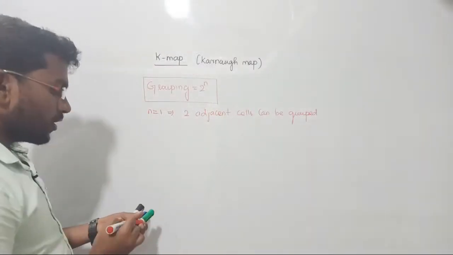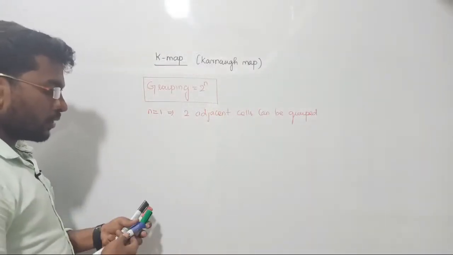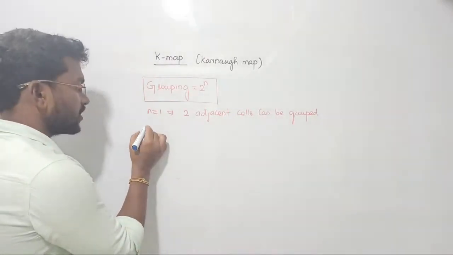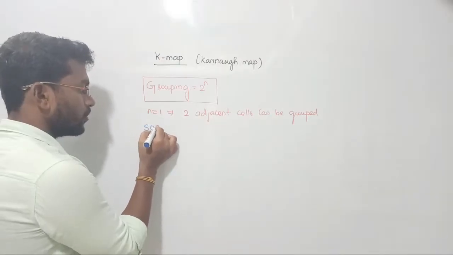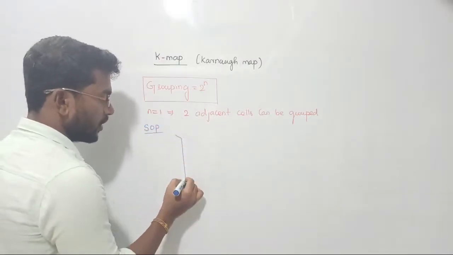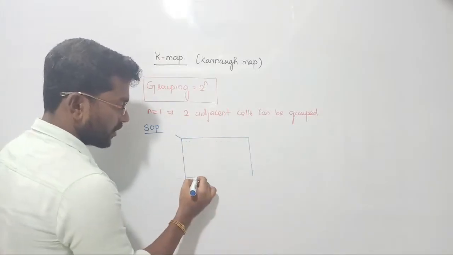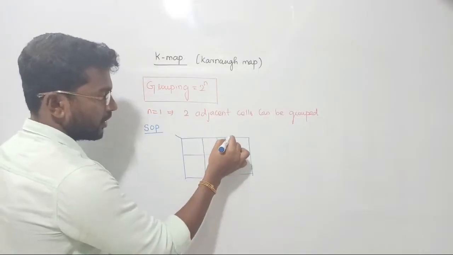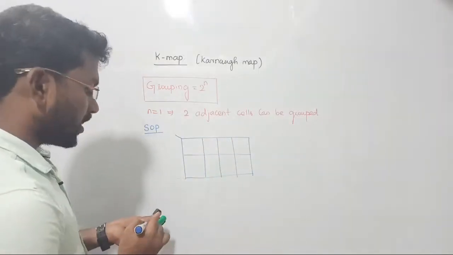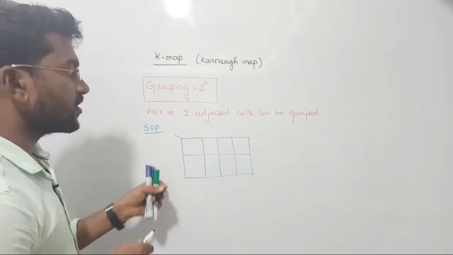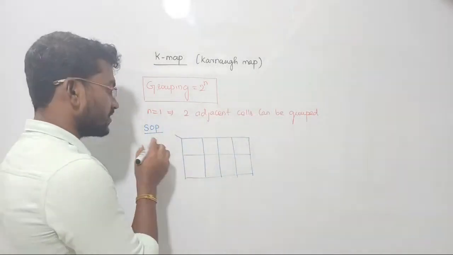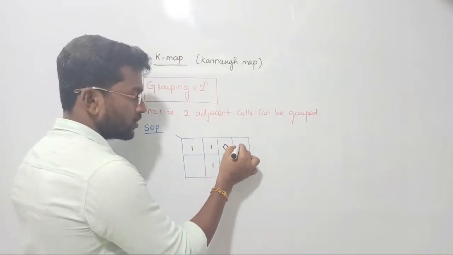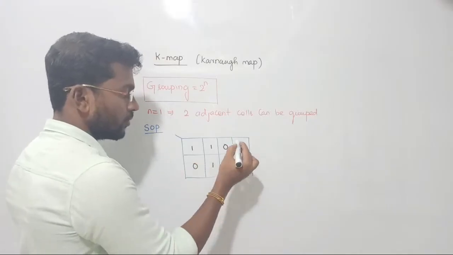Okay, let's see the example. Either you can take a min term or max term, it does not matter here. Suppose I consider sum of product form, taking min terms. Now a box is given to you. Let's take a 3 variable box, and I am just considering n equal to 1 here, that is, we are considering 2 adjacent cells. For example, I have 1 here, 1 here, 1 here, 1 here, 0 here, 0 here, and 1 here.